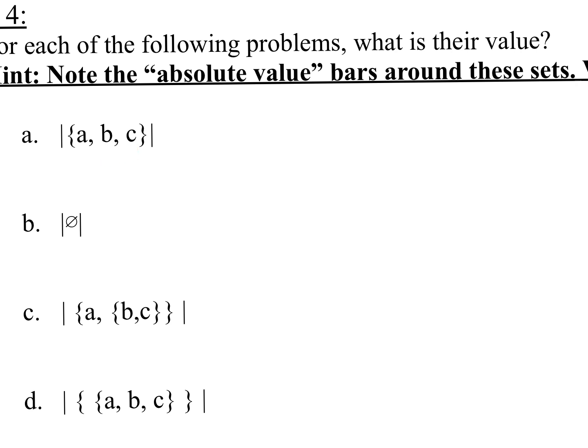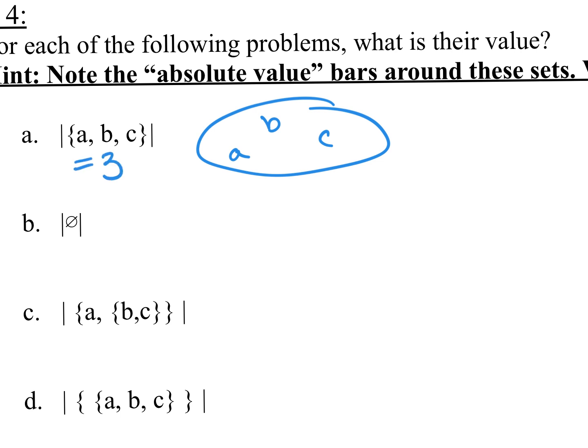There's 1, 2, 3 things in it, right? If I were to draw this set using the notation that I have in class, there'd be an A and a B and a C floating around in there. There's 3 things. Cool, great. So the size of this first set equals 3.